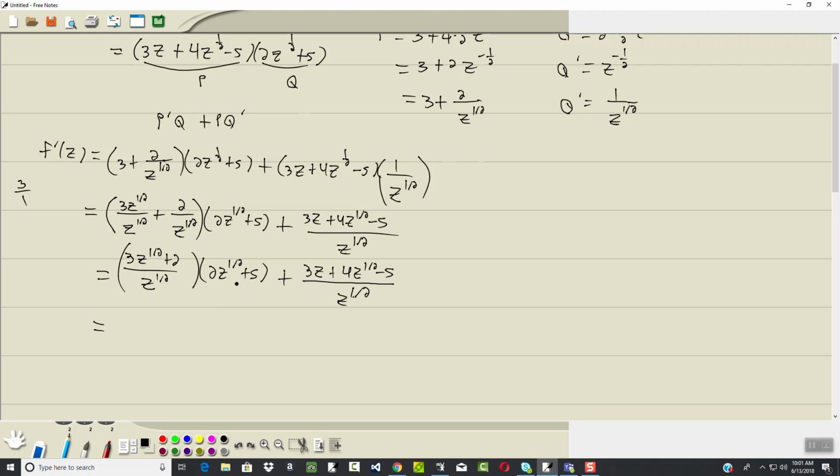Now this is the same as being over 1, which means I'll multiply the top parts together and multiply the bottom parts together. 3z to the 1/2 times 2z to the 1/2. 3 times 2 is 6. And if you got z to a power times z to a power, you add the exponents. 1/2 plus 1/2 is 2/2 or 1. I'm just foiling. 3z to the 1/2 times 5 is 15z to the 1/2. 2 times 2z to the 1/2 is 4z to the 1/2. 2 times 5 is 10. All over z to the 1/2. And this carries along.